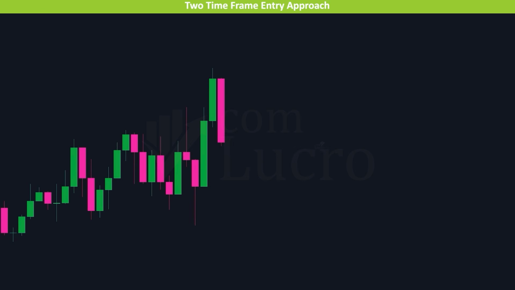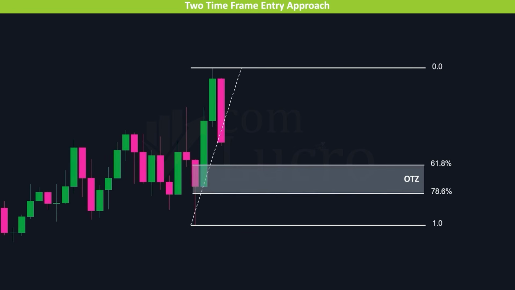On the 30-minute chart, we can clearly identify an uptrend. We apply the retracement tool and define the optimal trading zone. As discussed earlier, once price pulls back into the optimal trading zone, we shift our focus to a lower time frame to look for an entry trigger and execute the long position.